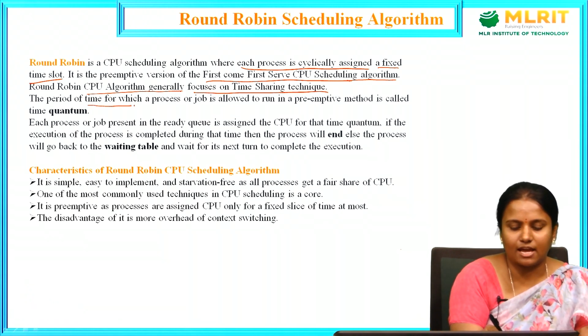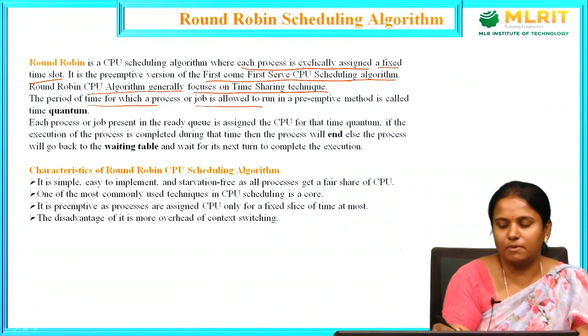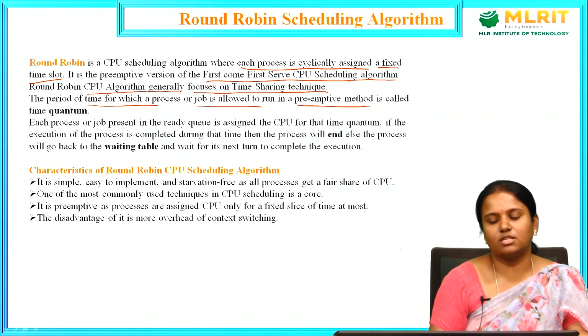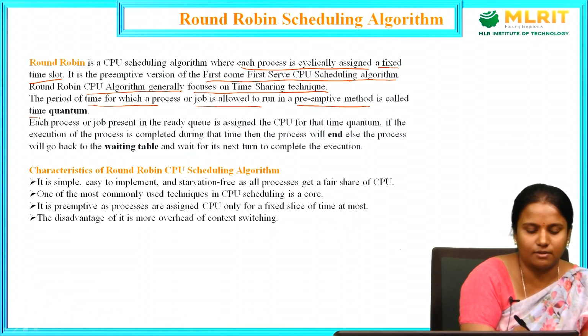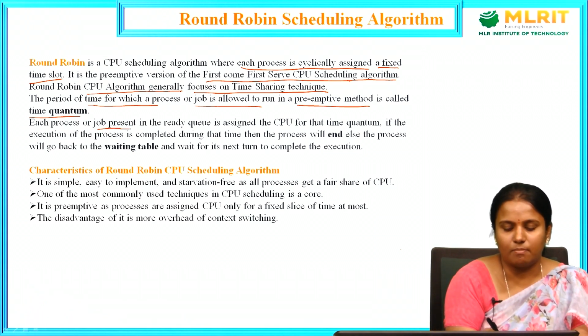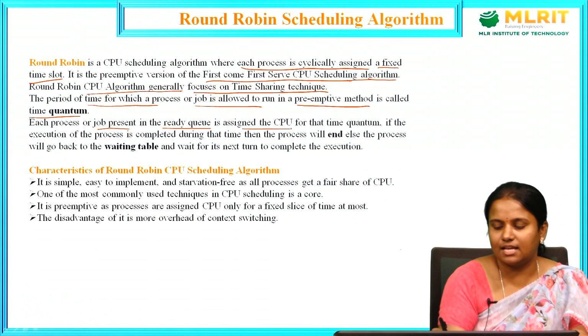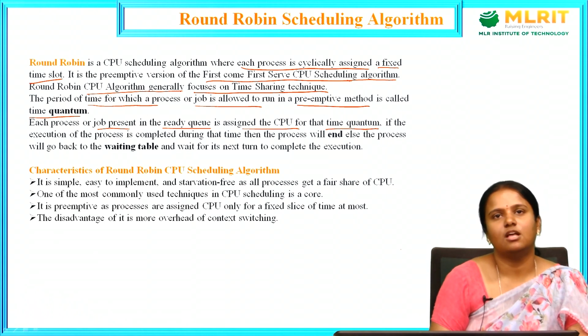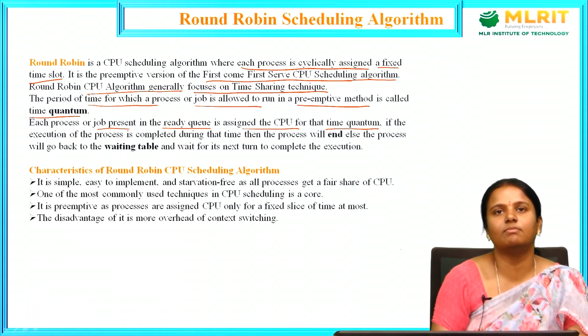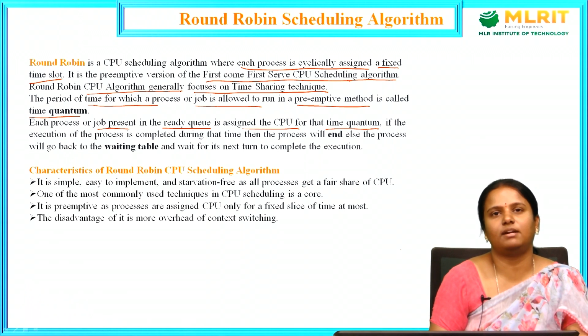The round-robin CPU algorithm generally focuses on the time sharing technique. The period of time for which a process or job is allowed to run in the preemptive method is called the time quantum. Each process or job present in the ready queue is assigned the CPU for that time quantum. Based on the time quantum, we have to solve the time intervals.